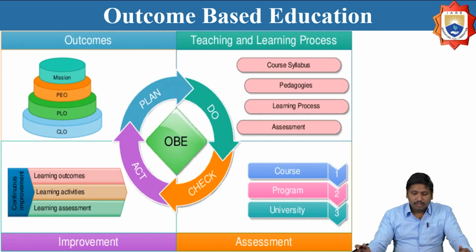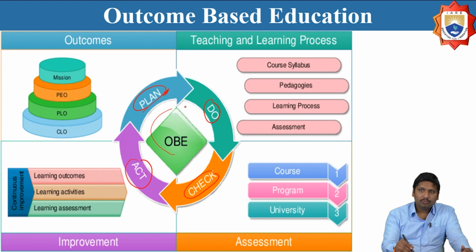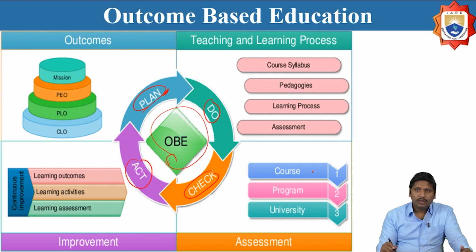So if you look at this detailed process of OBE, first we plan it, do it, check it out, and act on it. Again, if anything is needed, we replan it, do it again, check and act. So this is the cyclic process that goes on in OBE. Okay.